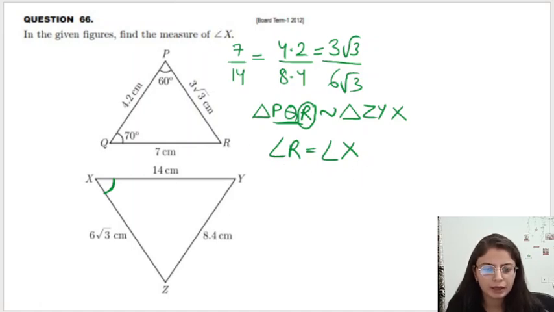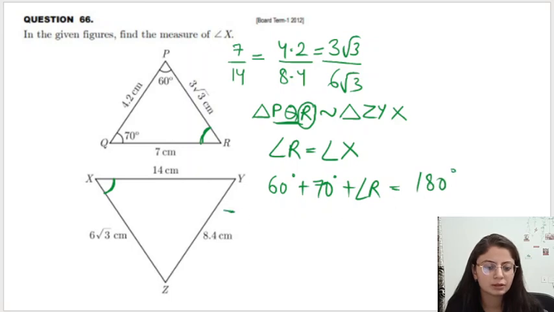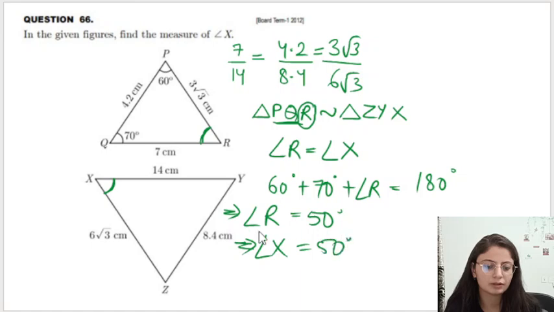Now can we find angle R? We can use the angle sum property in this triangle. So 60 degrees plus 70 degrees plus angle R equals 180, right? So this implies angle R equals 50 degrees. Fine. So therefore angle X is also 50 degrees. So this angle X is 50 degrees. Hence we have found this missing angle X.